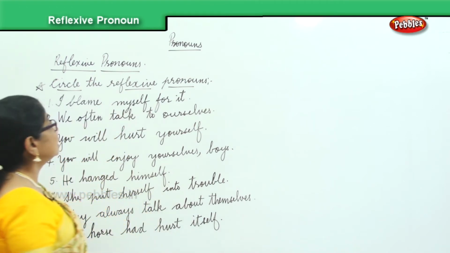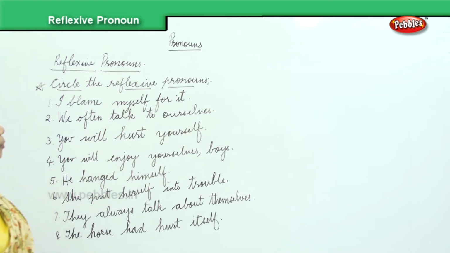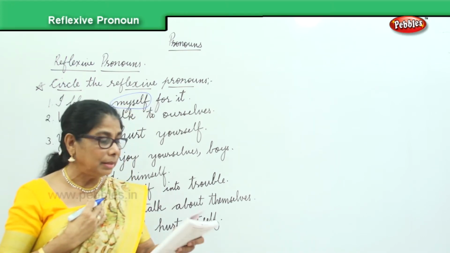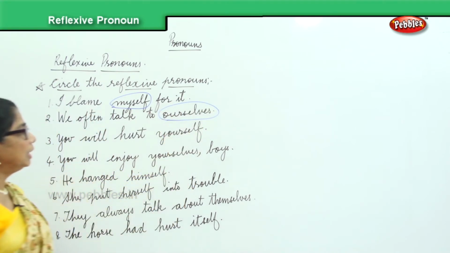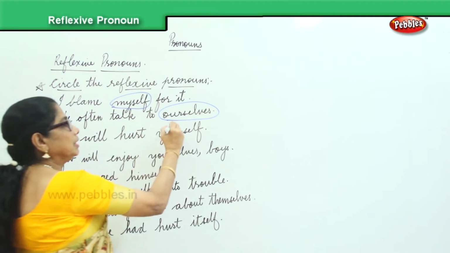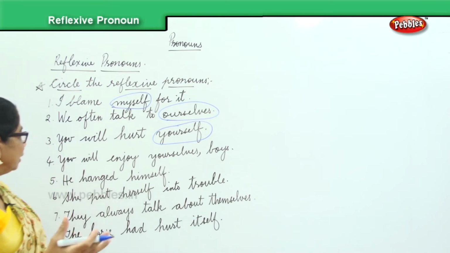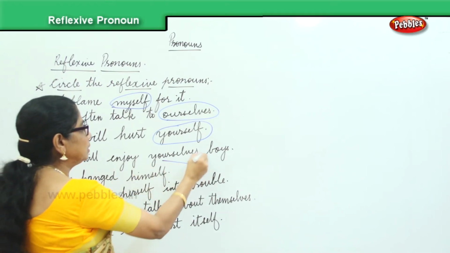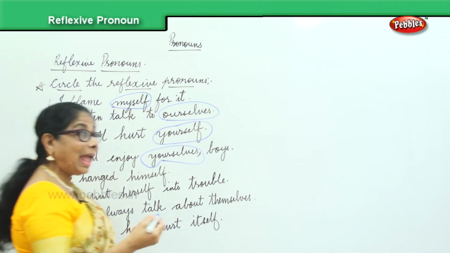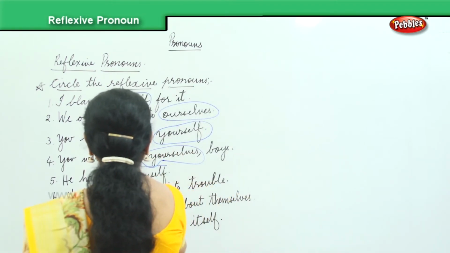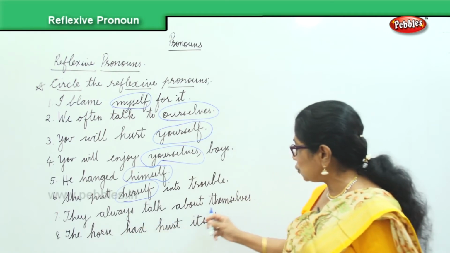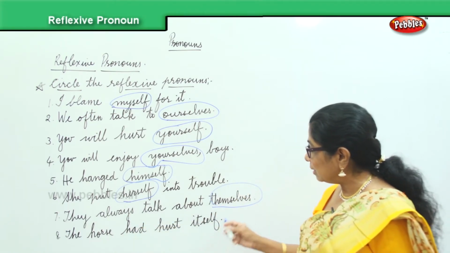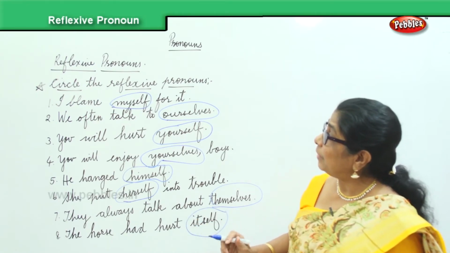So we have here, circle the reflexive pronouns. In the sentence, we're going to circle the reflexive pronoun. I blame myself. So myself is the reflexive pronoun. We often talk to ourselves. Ourselves is a reflexive pronoun. Mama will send you to play and she'll say, you will hurt yourself. You, yourself. You will enjoy yourselves. Boys, you will enjoy yourselves. He hanged himself. She put herself into trouble. Herself. They always talk about themselves. The horse had hurt itself. In all this, these are reflexive pronouns.